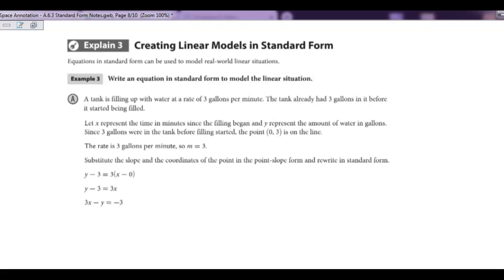If x is the number of minutes and y is the number of gallons, my ordered pair is going to be 1, 3. We know that it already had 3 gallons in it before it started to fill, and it's also got a rate of 3 gallons per minute. So the slope is also going to be 3. So if I add 3 to 3, I'm going to get 6.